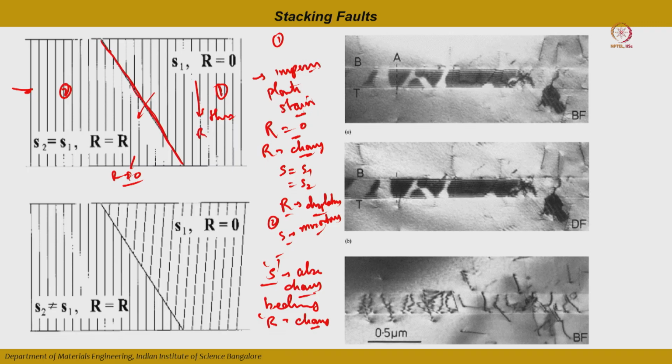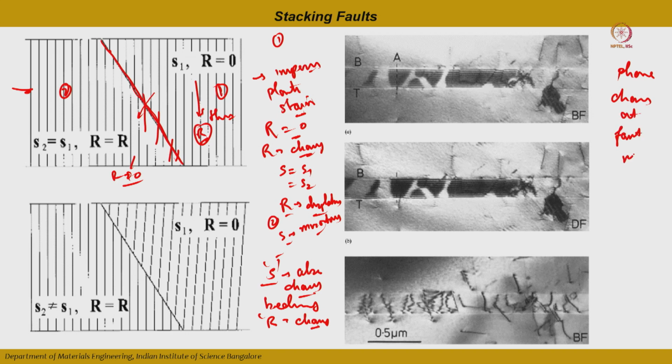Your R changes while moving across the stacking fault, and due to the interference between these beams, the beams that are diffracting in the upper part of the crystal differ from the beams diffracting in the lower part of the fault. So, there will be a phase change at the fault plane.